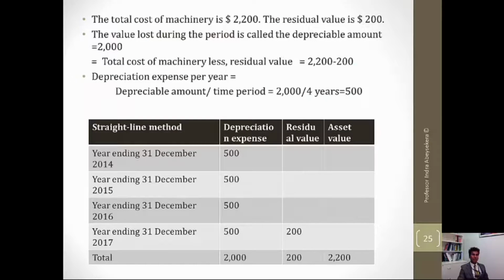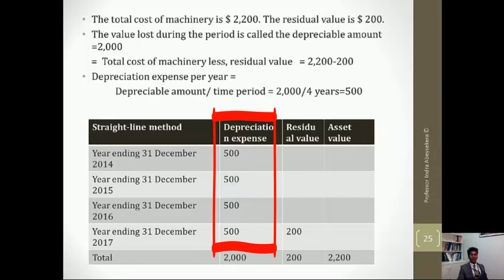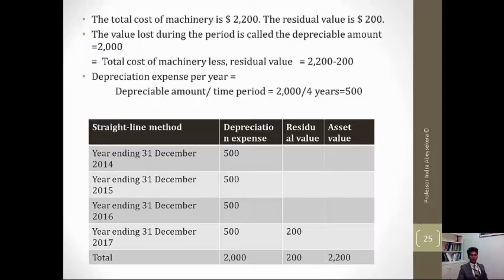So let's look at the straight line method. The depreciable value is 2000, and that decreases over 4 years by equal amounts. And when it decreases, ultimately that adds to 2000, and the residual value is 200, and together makes the acquisition cost of the asset. So the depreciation expense is constant.